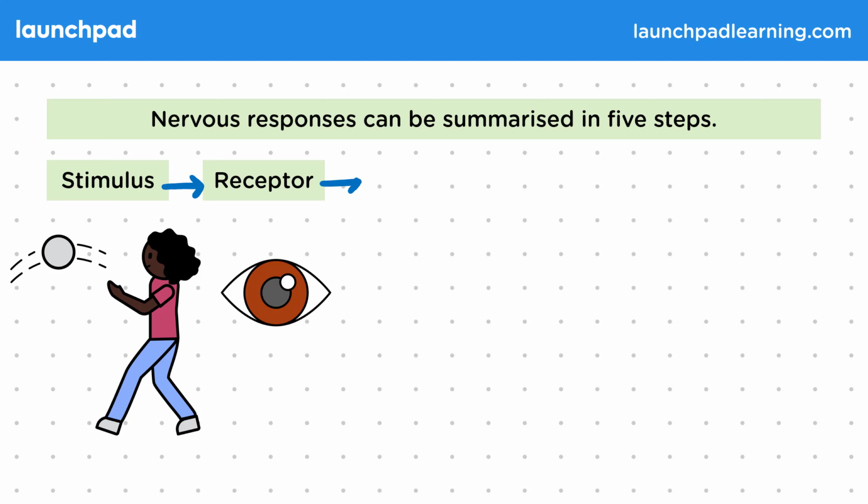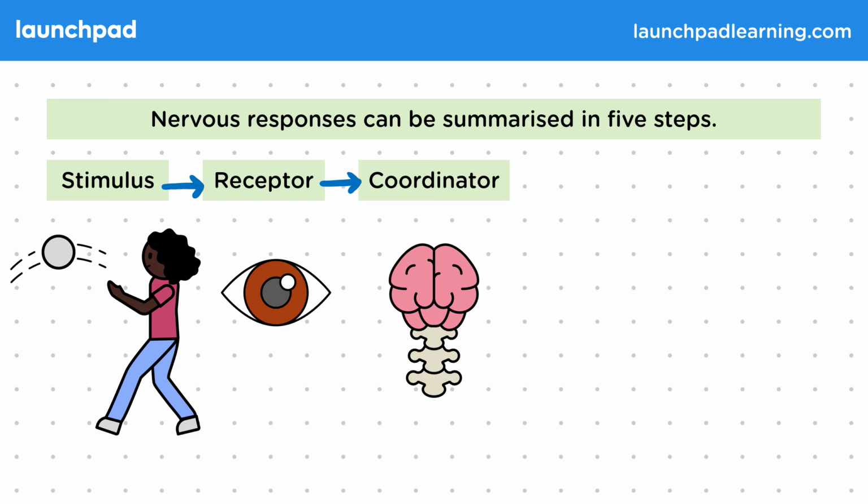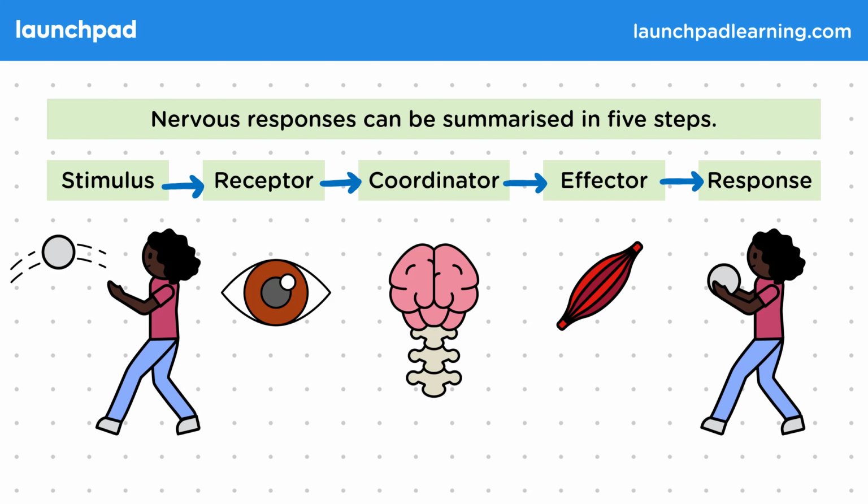The brain then acts as a coordinator. It decides on a response. The coordinator communicates with an effector. A muscle is an example of an effector. It's part of the body that produces a response. The end of this process is the response, which in this example would be catching the ball.